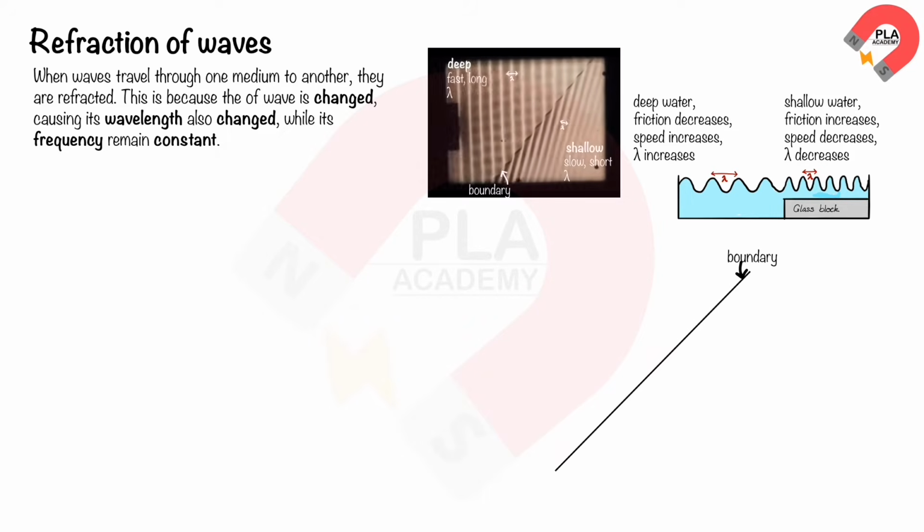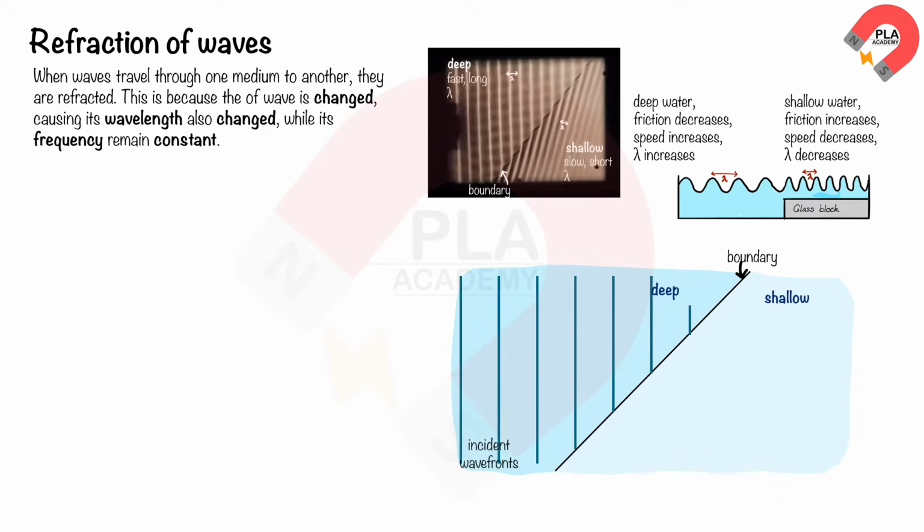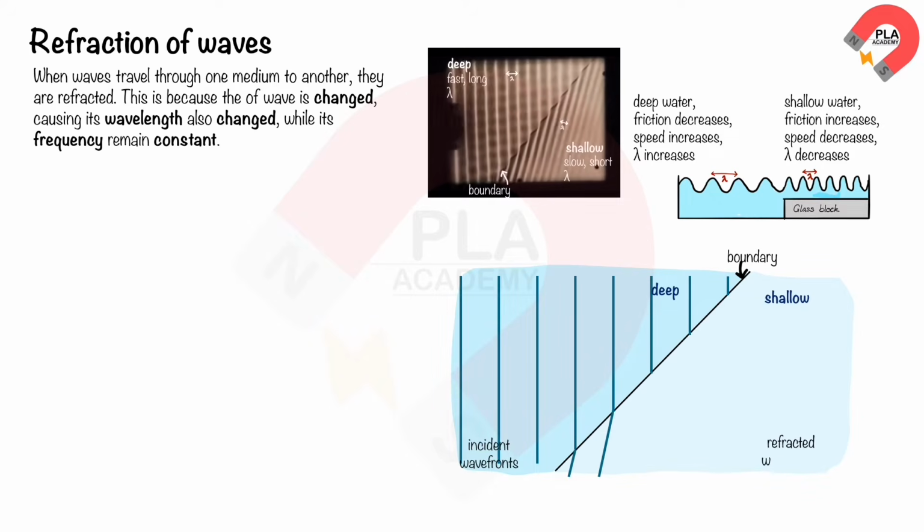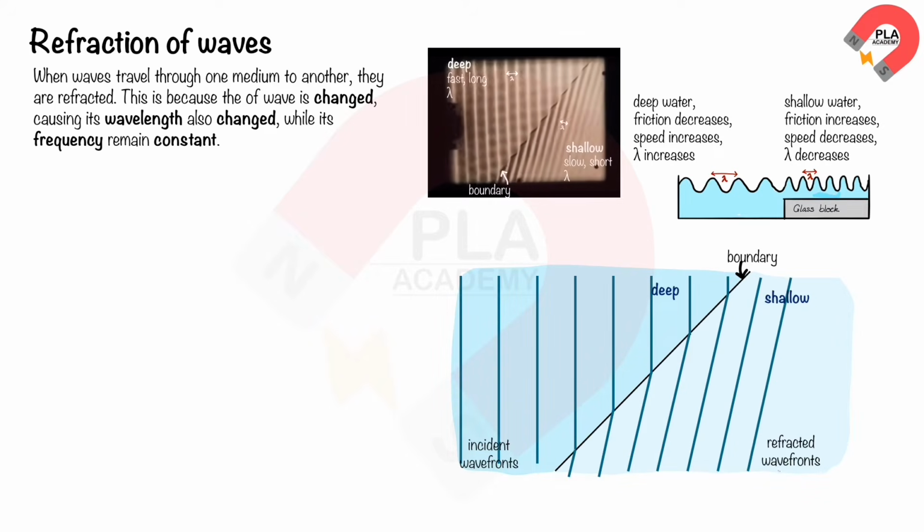This is the boundary between shallow and deep water. This region is deep water. This region is shallow water. Draw the incident wavefronts of the wave in deep water. Draw the refracted wavefronts of the wave in shallow water.